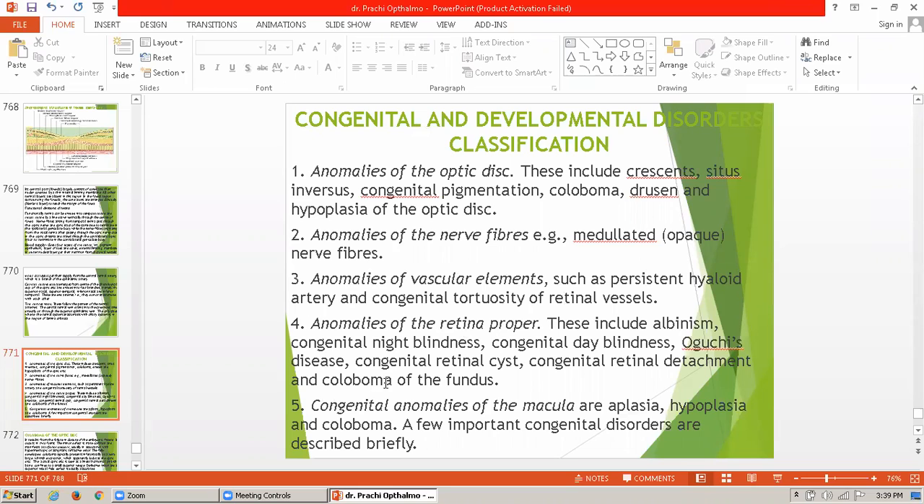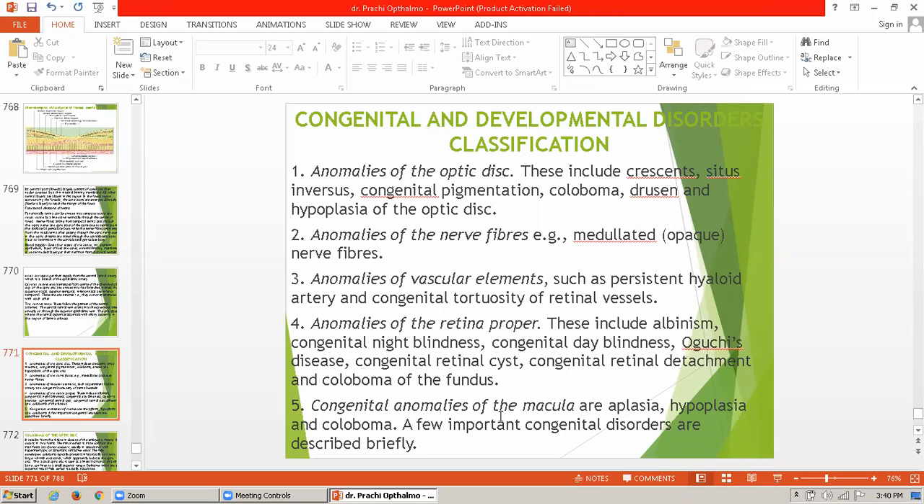Fourth, anomalies of the retina proper. So these include albinism, congenital night blindness, congenital day blindness, Ullrich disease, congenital retinal cyst, congenital retinal detachment, and coloboma of the fundus. Fifth, congenital anomalies of the macula are aplasia, hypoplasia, and coloboma.